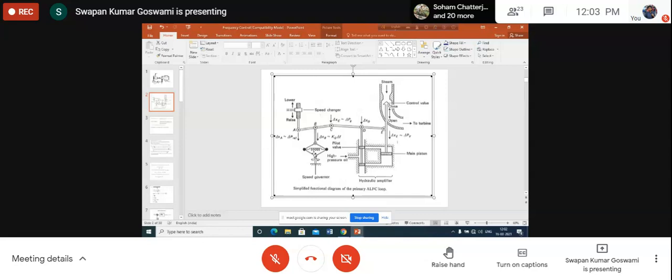For the first attempt, let us assume that we want to increase the power output of the generator. So what shall we do? We shall give a raise power output command by lowering the position of the speed changer. Already we have mentioned that for increasing and decreasing the power output, you may give a command to the speed changer. So you have to push the speed changer position downward. That will give a raise power command, that means increase the power output.